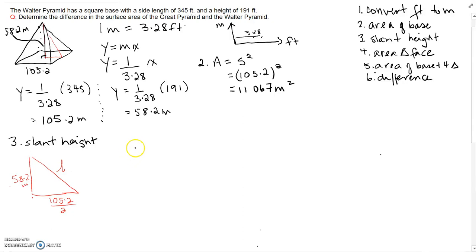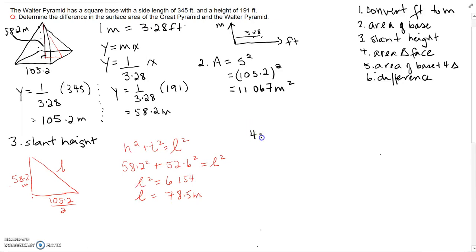The Pythagorean relationship using the variables that we've used, h squared plus t squared is equal to L squared. And so h squared is 58.2 squared. T, which is half of the 105.2, is 52.6, and we're squaring that, and it's equal to L squared. L squared is equal to 6,154, and when we take the square root of both sides, L is equal to 78.5 meters.